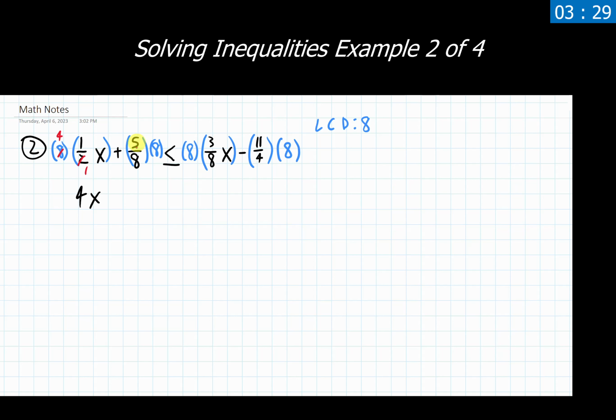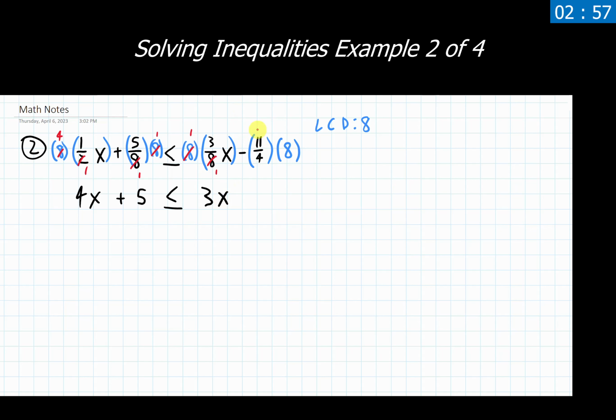I have 5 over 8 times 8. I have an 8 in the numerator, 8 in the denominator. These things each cancel out to become 1, which means I'm going to have just 5 left over here. While I am multiplying to both sides, I am not multiplying by a negative, so this inequality comes down exactly as it was. I now have 8 times 3x. The 8s cancel out. They each become 1s, and I get 3x left over.